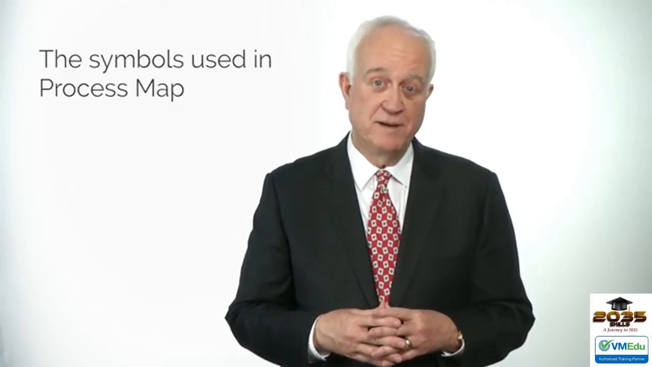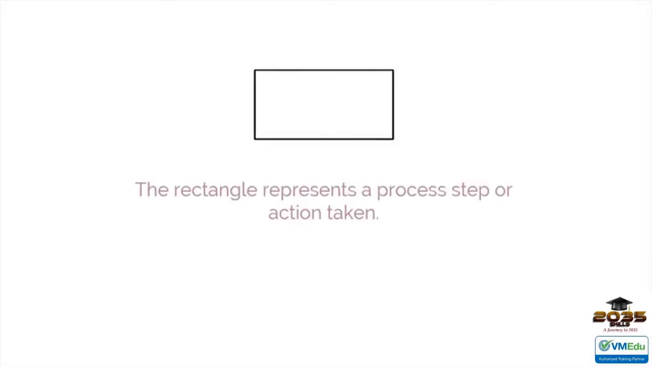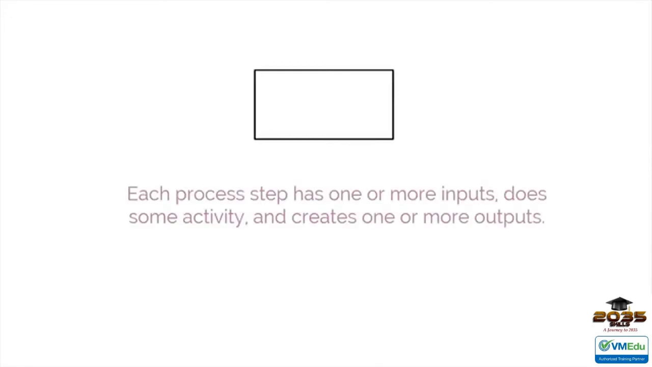Next, I will explain and show you the symbols used in process maps. The first symbol is a rectangle. The rectangle represents a process step or action taken. Each process step has one or more inputs, does some activity, and creates one or more outputs.